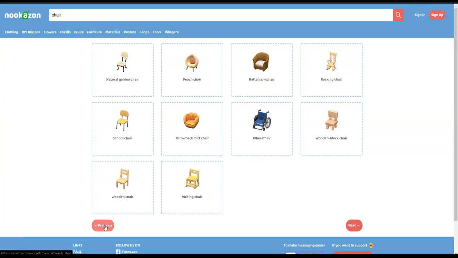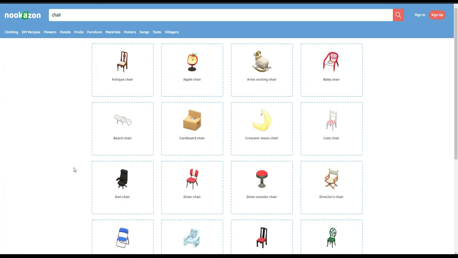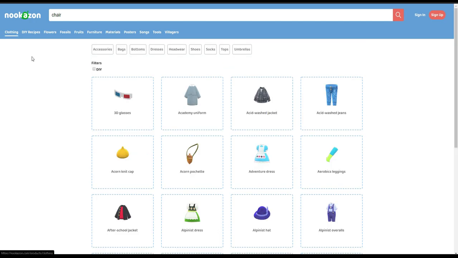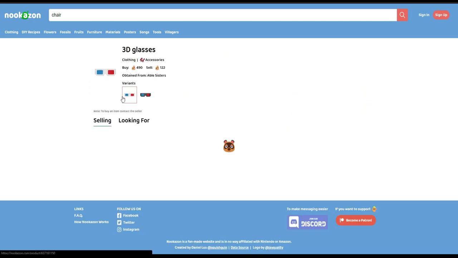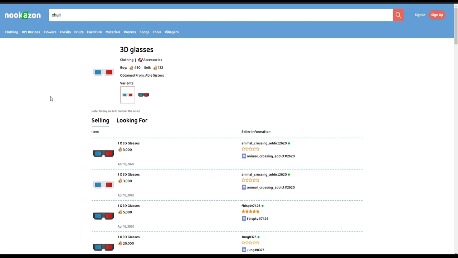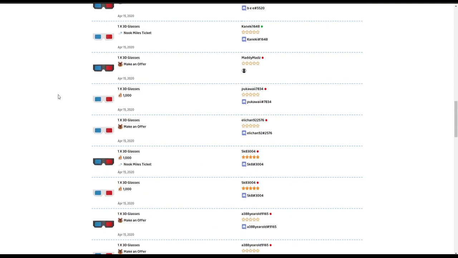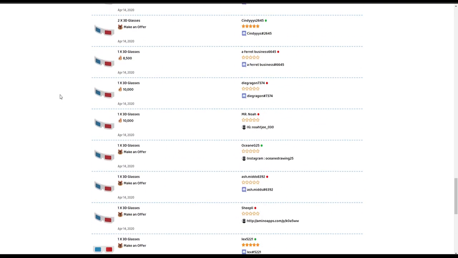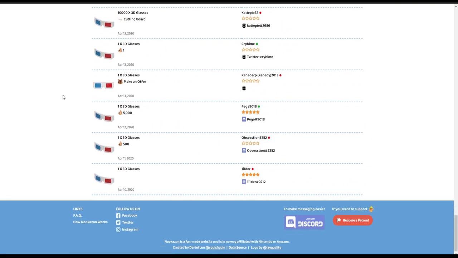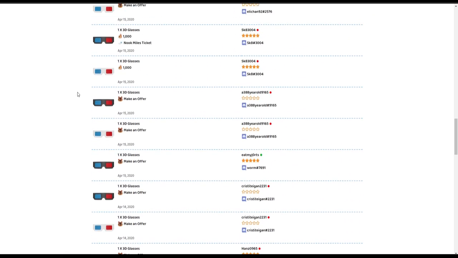It really looks like basically any chair that you could possibly want is out here. Let's look at just some of the other categories, such as clothing. Okay, so say for example I'm wanting this pair of 3D glasses. We can see that there is a ton of people out here that have posted for sale 3D glasses, so I know that if you're looking for 3D glasses, you're going to get them.